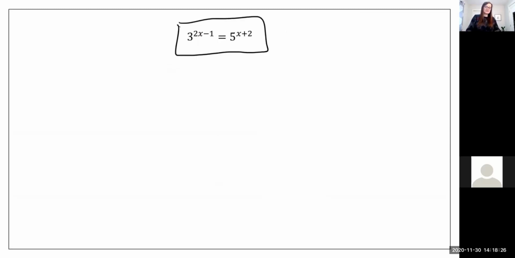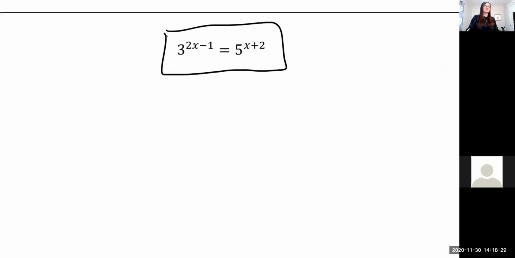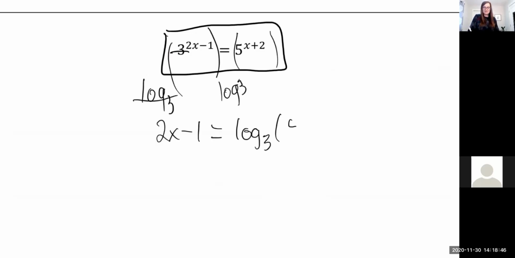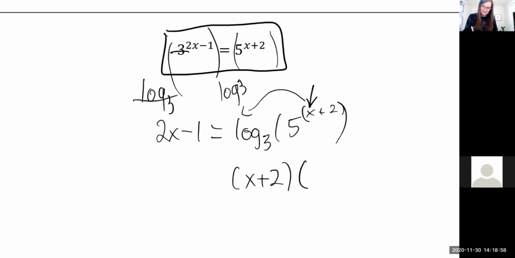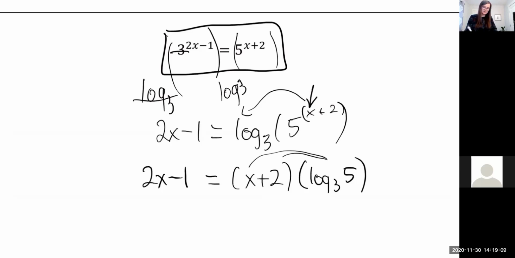Now, if your bases are not the same, if I took log base 3 of both sides, it's going to cancel this one, but it's not going to cancel this one. It happens the same the other way. And I still have an x in the exponent there, and it's trapped. I could pull it out, and then it would be x plus 2 times log base 3 of 5. I can use a distribution because this is technically a number.